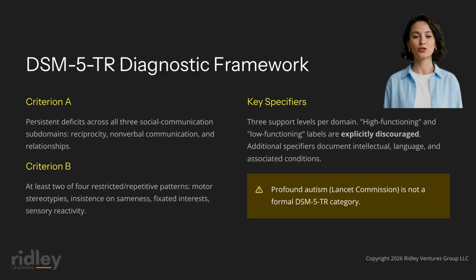Criterion B requires at least 2 of 4 restricted, repetitive patterns of behavior, interests, or activities: stereotyped or repetitive motor movements, use of objects or speech; insistence on sameness or inflexible adherence to routines; highly restricted, fixated interests, abnormal in intensity or focus; and hyper or hyporeactivity to sensory input or unusual sensory interests. Symptoms must be present in early development, which is criterion C. They must cause clinically significant impairment, which is criterion D, and they must not be better explained by intellectual disability alone, which is criterion E.